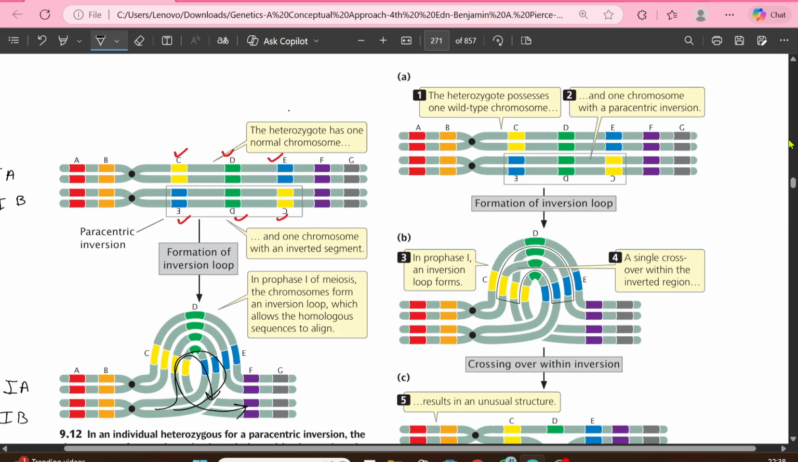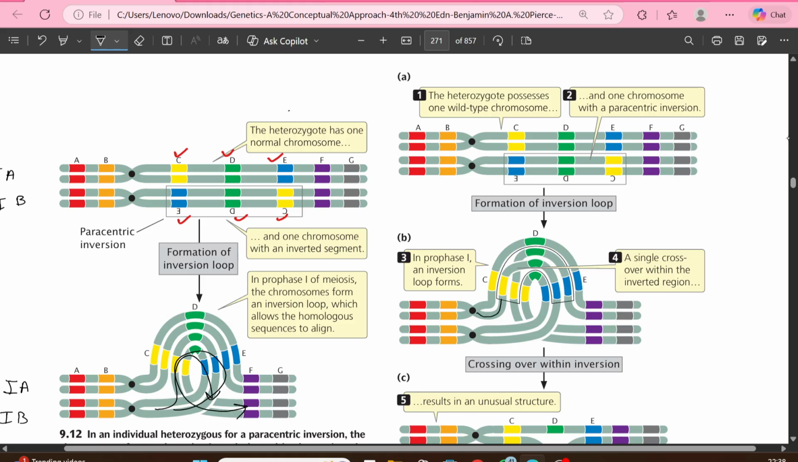So yes, as I was saying, the inversion loop has already been formed and now it has to do the crossing over. For doing the crossing over, it has to have certain things. That is, the gene order must be correctly arranged, like one directly arranged below the other. So that has been done. Now the crossing over will take place.